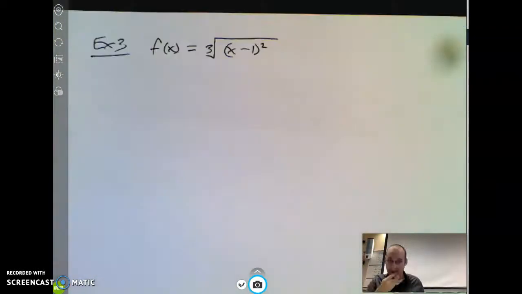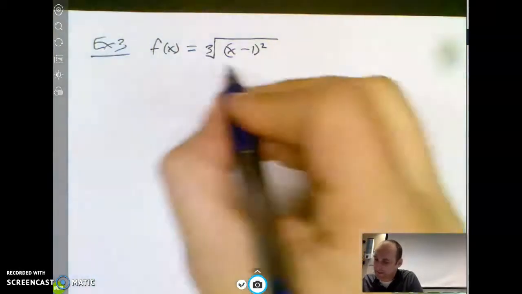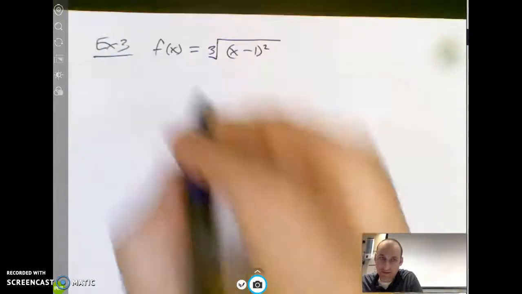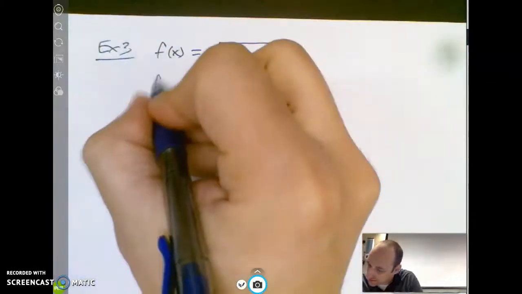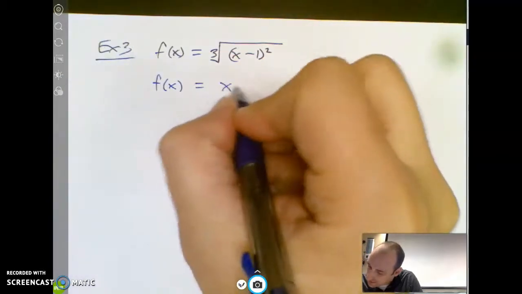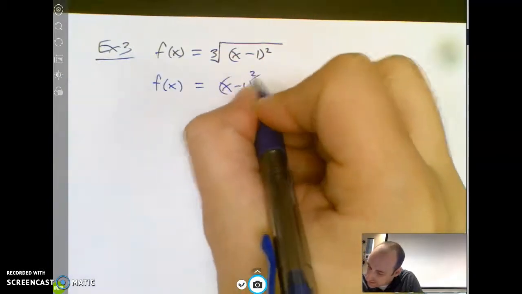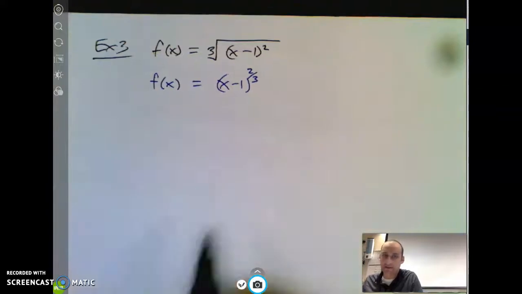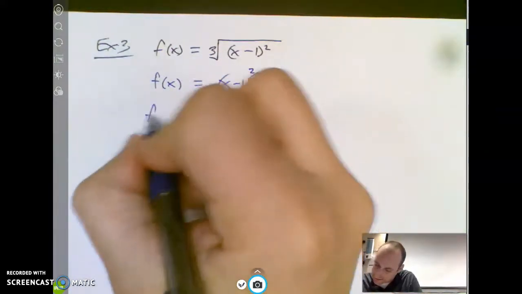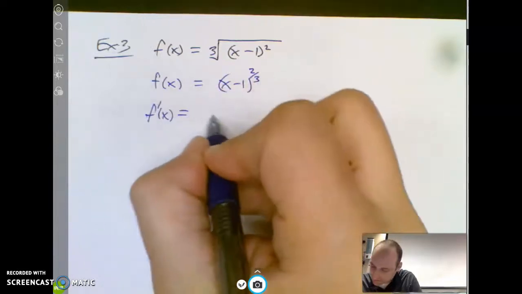Okay, last problem. All right, same directions. So first thing I would do in this problem, if I'm going to need critical numbers, I want to rewrite the problem before I take its derivative. I would much rather see this guy as to the 2/3. That's one of our rules, right? And then I can take its derivative and find out when it's 0 and undefined.